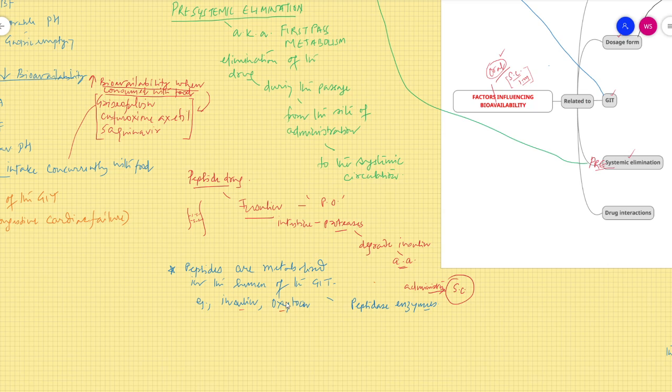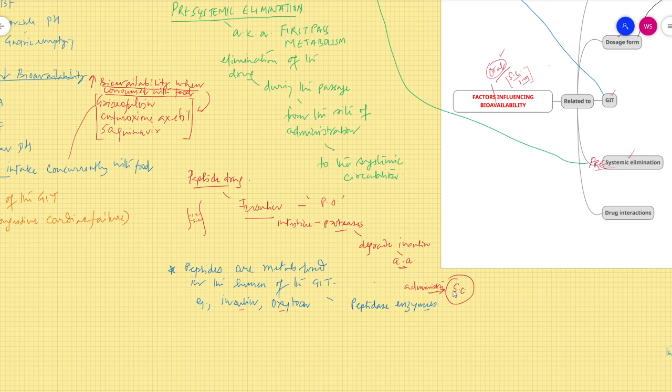insulin or oxytocin, because of this problem, we cannot give it orally. And so what do we do instead? We administer such drugs subcutaneously. So if someone asks us why is insulin given subcutaneously, then the answer is that if we give it orally, it would be degraded. To increase bioavailability, we give it subcutaneously.